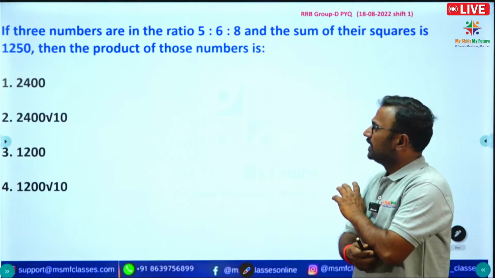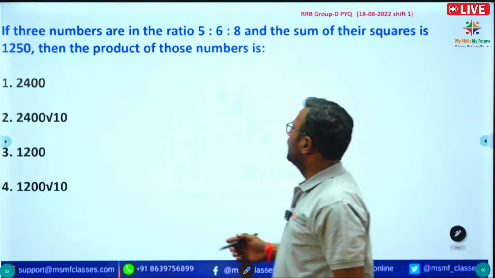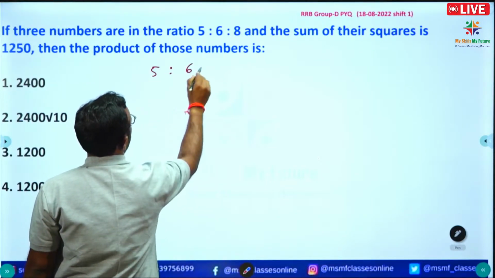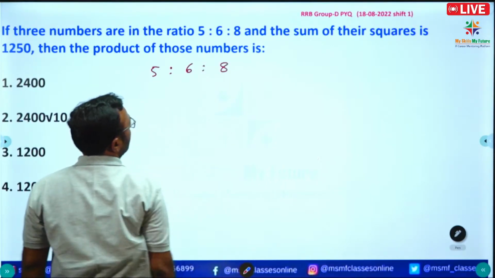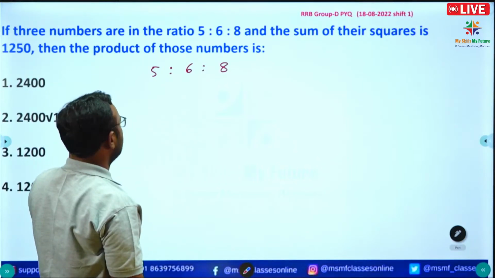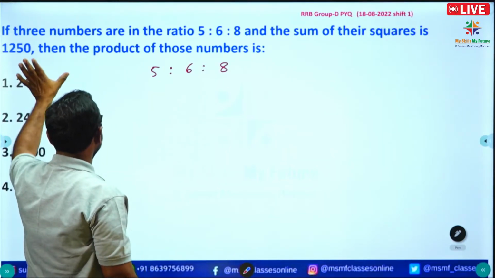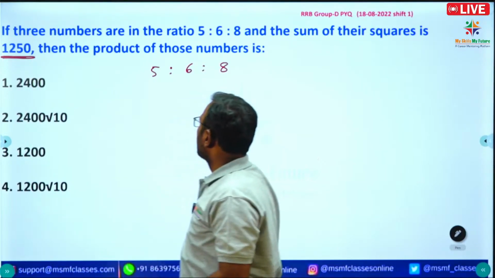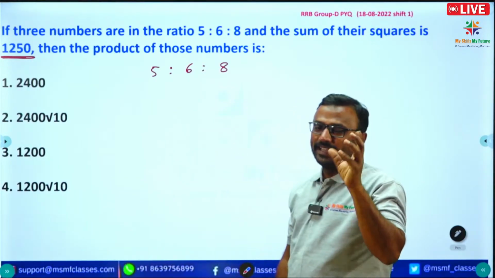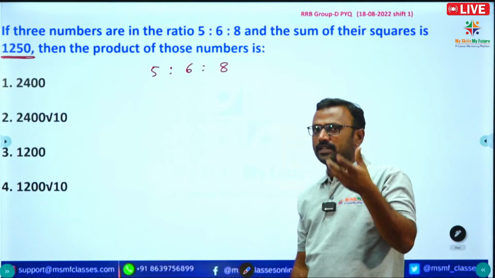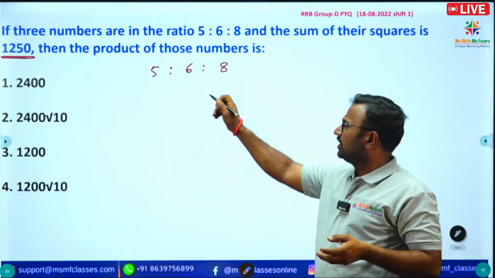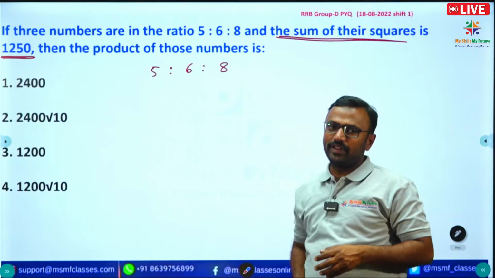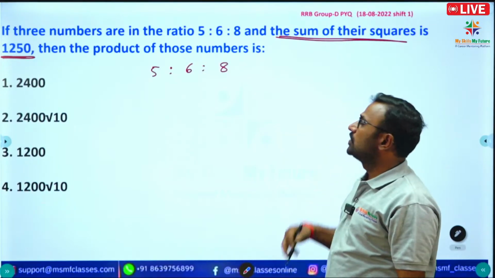See the question. If three numbers are in the ratio 5:6:8, and the sum of their squares is given as 1250, then the product of those numbers. They have given a ratio of certain numbers, and they have given the sum of their squares as 1250. We need to find the product of those numbers.